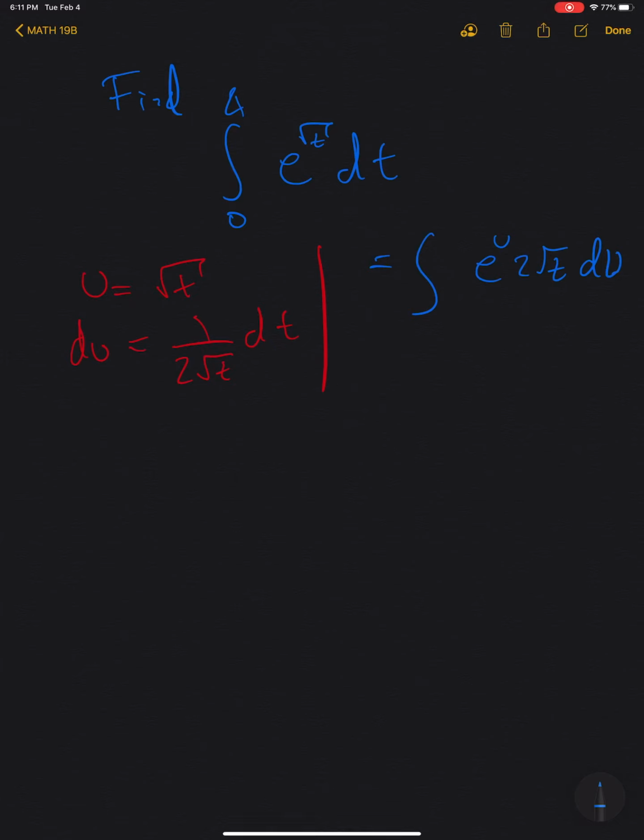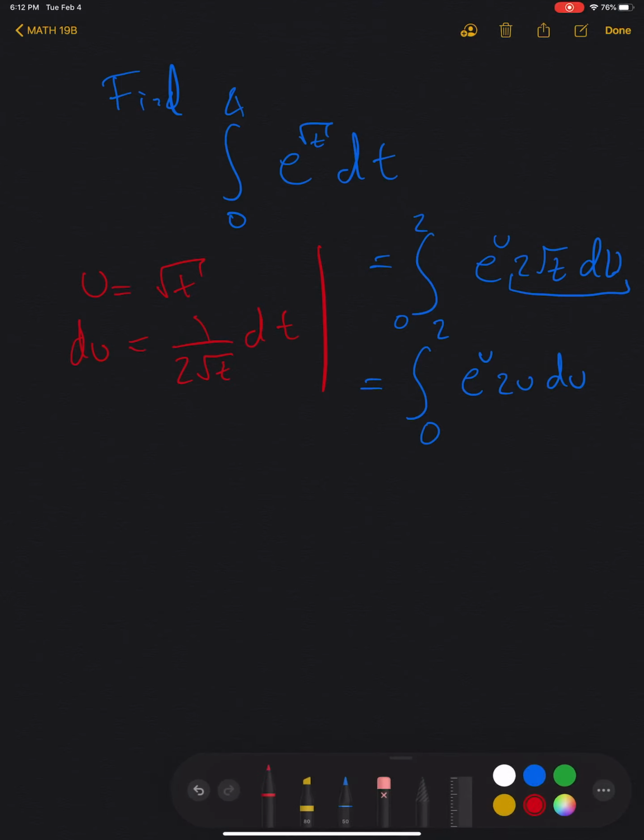So notice that I can rewrite this part in terms of u again. So this will become actually the integral of e to the u 2u du. Finally, I can rewrite the limits of integration just by plugging into my original substitution. So this will be the integral between 0 and 2.